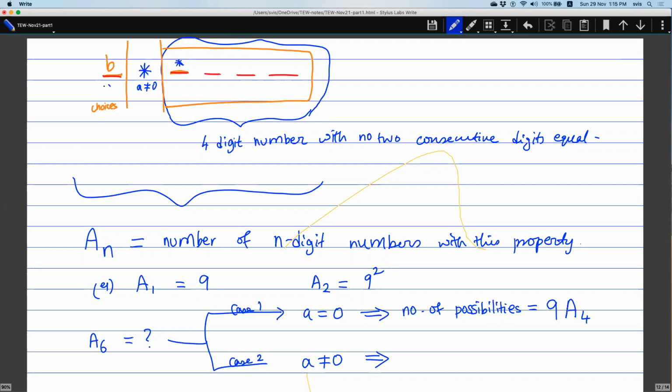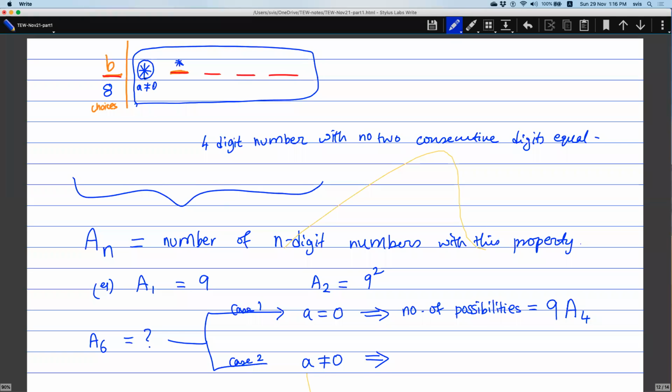Eight choices, sir. Yeah. So now there are 8 choices, and now let's look at this A itself. It's a non-zero digit. So how do I break it up into a smaller sub-problem? Just look at everything to the right of B. Look at this 5-digit number. A5, sir. Exactly. Why is this a 5-digit number? Because A, the leading digit, is non-zero. Since we assumed that case, it's an allowed 5-digit number. It starts with something that's not zero.